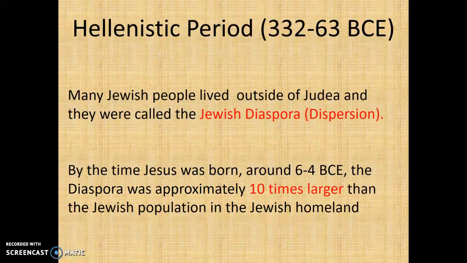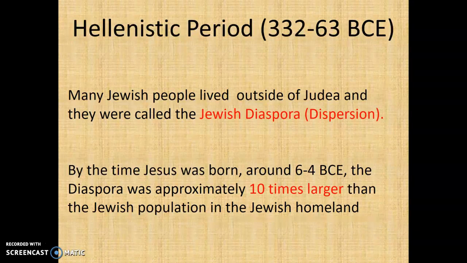Another concept that's important to understand in the Hellenistic period is the Jewish diaspora, which is a word that means dispersion. Many Jewish people did not stay in Judea or the Jerusalem area. They spread out to different areas in the Mediterranean world. That was made possible because of Hellenism and how easy it was to go from one country to the other when you had a common language and common customs.